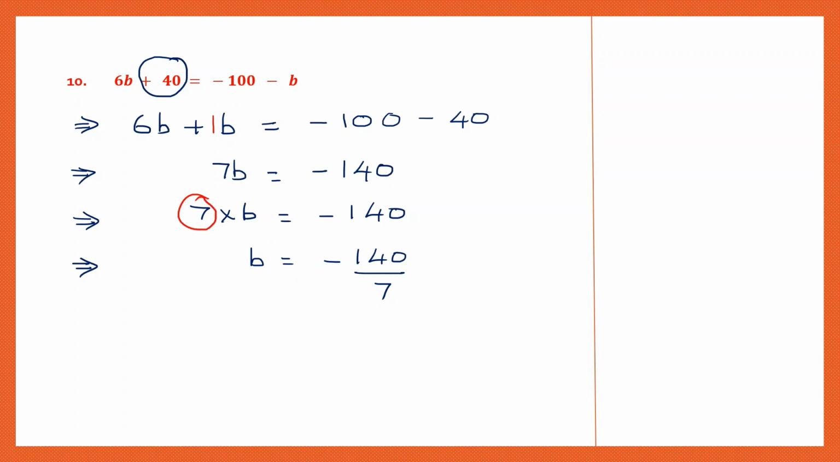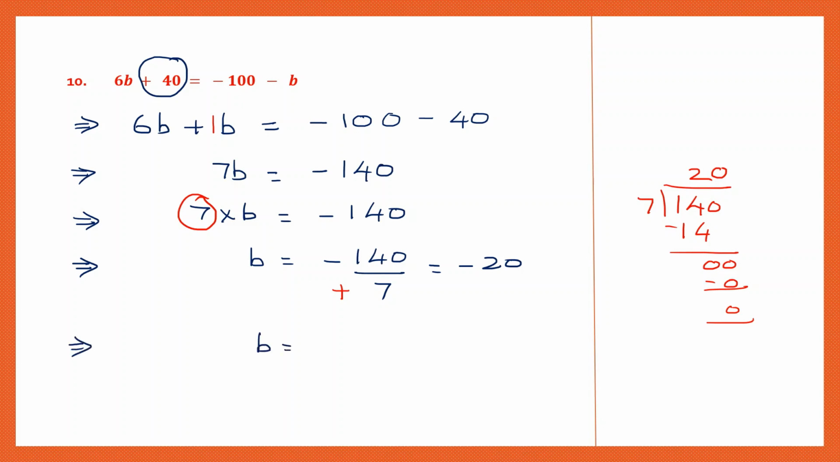Now let's divide 140 by 7. 7 twos are 14 minus 0, 0. So we have 20. So 140 divided by 7 is 20. Now let's work on the signs. So 7 has a plus sign. Minus into plus is minus. So the value of b is equal to minus 20.